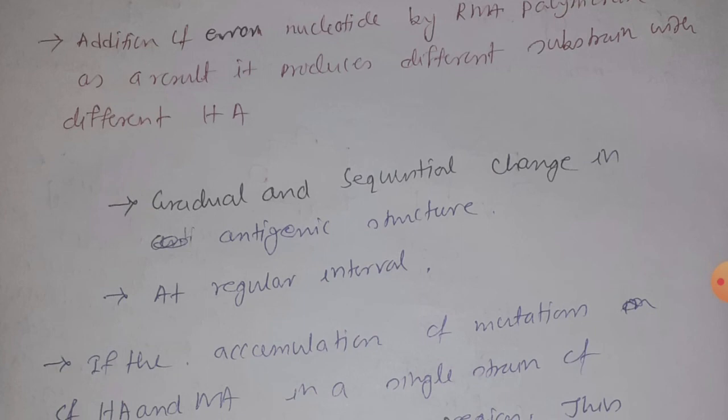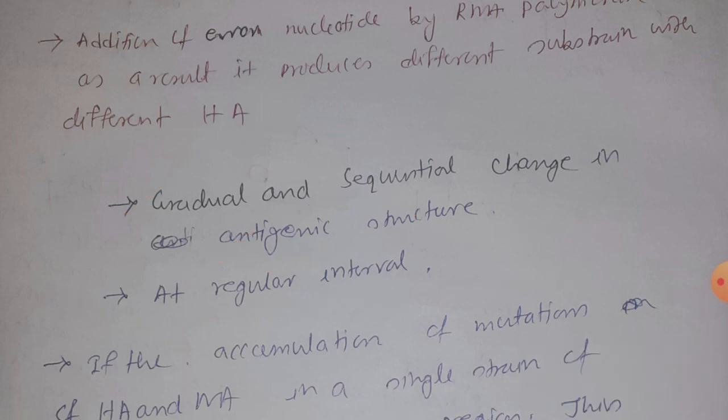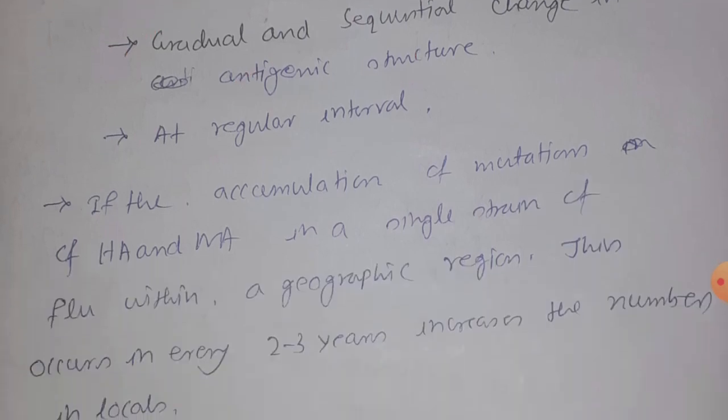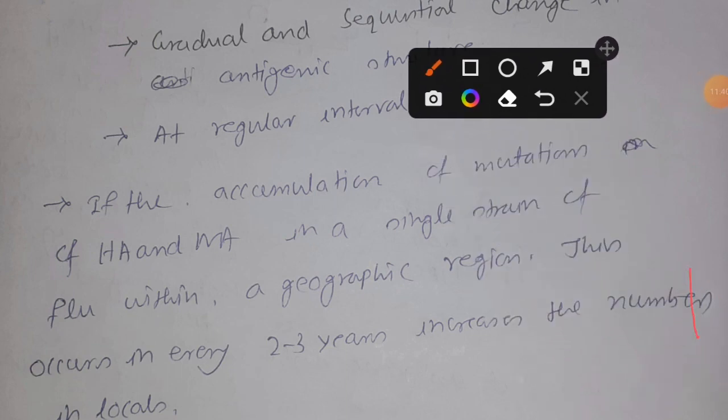Okay, so remember, antigenic drift is a gradual and sequential change in antigenic structure. It occurs at regular intervals, through the accumulation of mutations. That is a kind of definition that you can use for writing antigenic drift in your exam paper. Remember one thing, that antigenic drift occurs every 2 to 3 years.